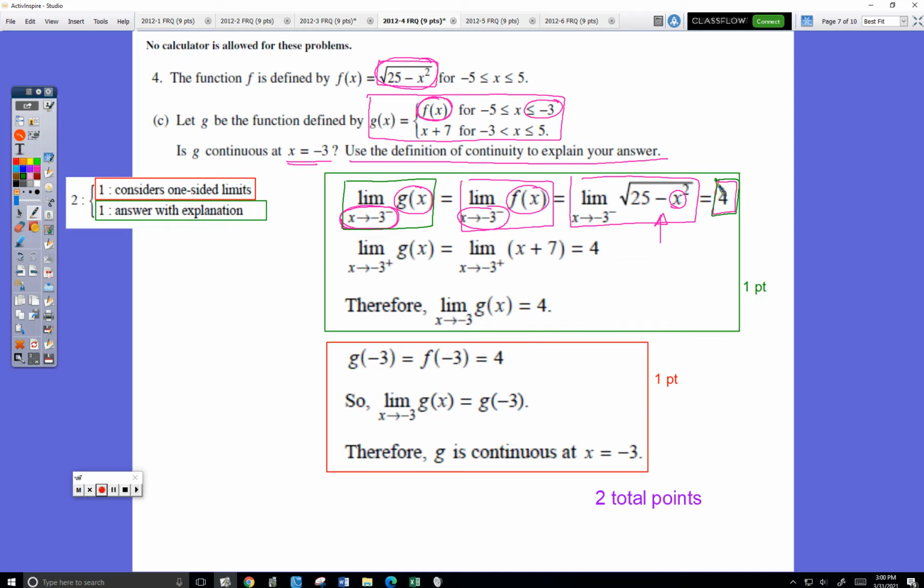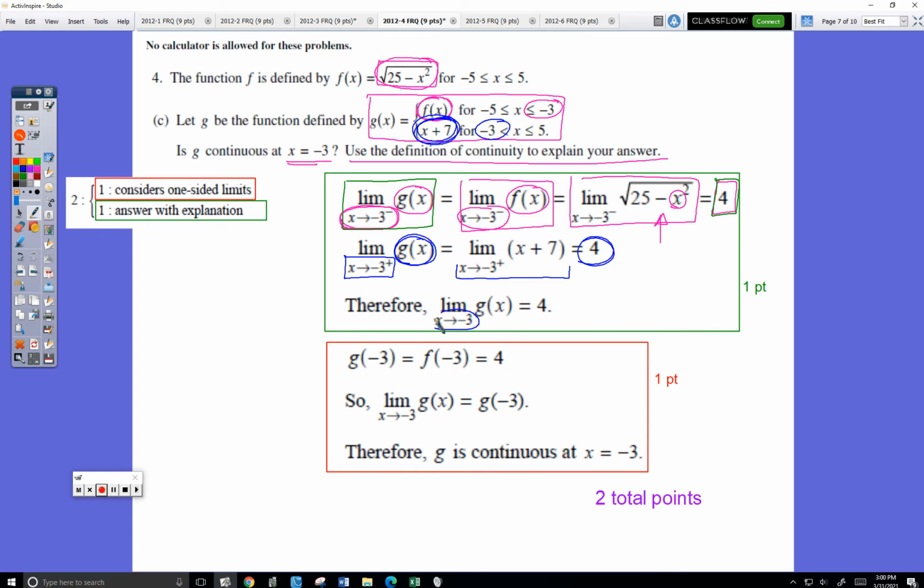Then you do the same thing from the right. Limit as x approaches -3 from the right-hand side of g. Again, you don't need this step here. You just need to look up and use that information. So as x gets close to -3 from the right, that means the value of g is getting very close to 4. So the two limits are equal.